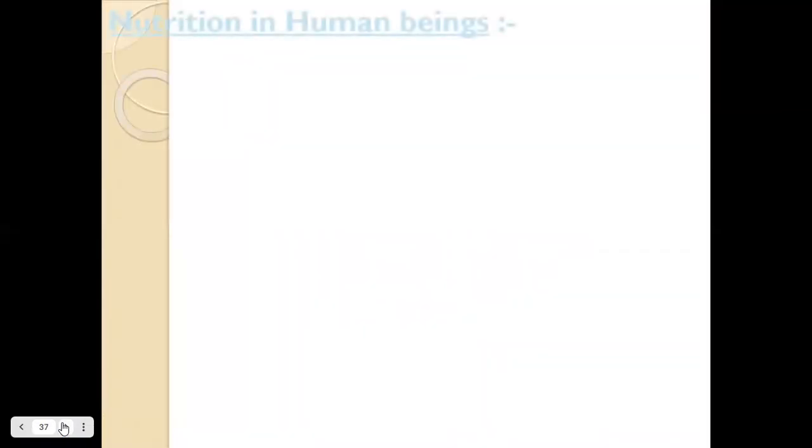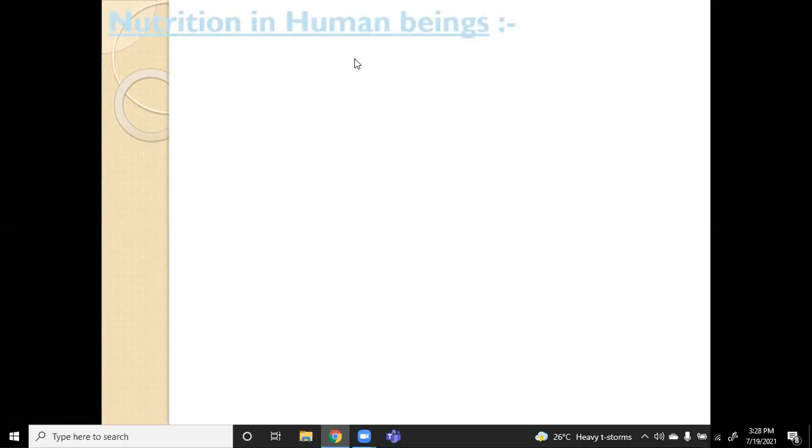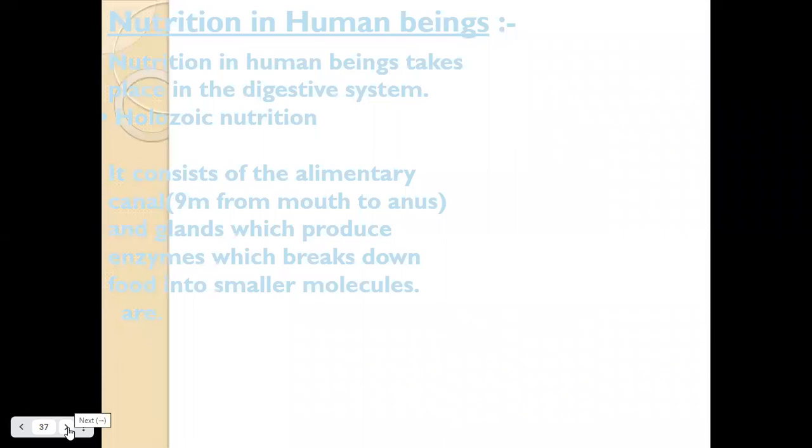So let's come to the basic and very fundamental nutrition process which we want to learn in depth, that is nutrition in human beings. Human beings have a proper system devoted to nutrition. We are multicellular organisms, we have division of labor. So the digestive system takes care of nutrition. And we have holozoic nutrition, which consists of 5 essential steps.